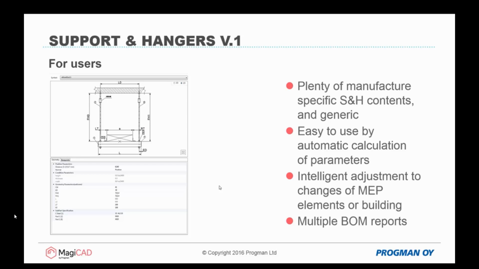One of the key benefits is that the Support and Hanger parametrically calculates the needed measurements depending on the selected type and on the objects to be mounted. Another one is that if anything changes, the Support and Hanger automatically recalculates all the parameters for the Support and Hanger. And of course it's possible to also get a configurable bill of material report from all Support and Hanger objects.